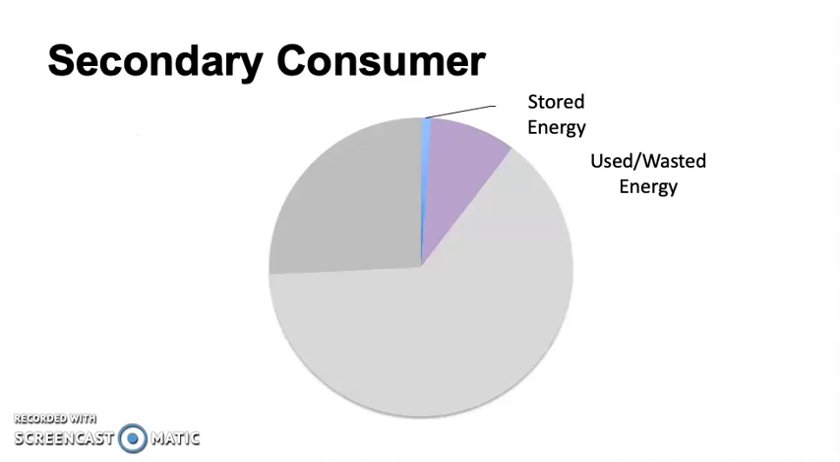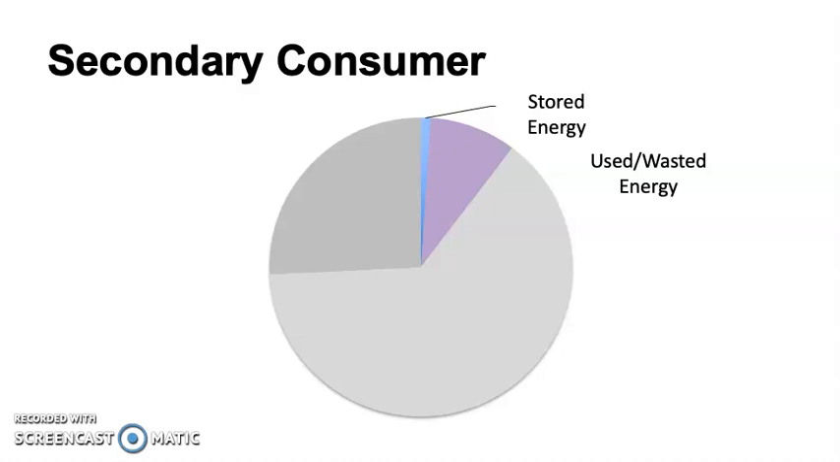So that secondary consumer is getting even less energy, which is why we often see that those top level consumers have to eat a lot of food to stay alive because they're not getting as much energy and they also use a lot of energy.